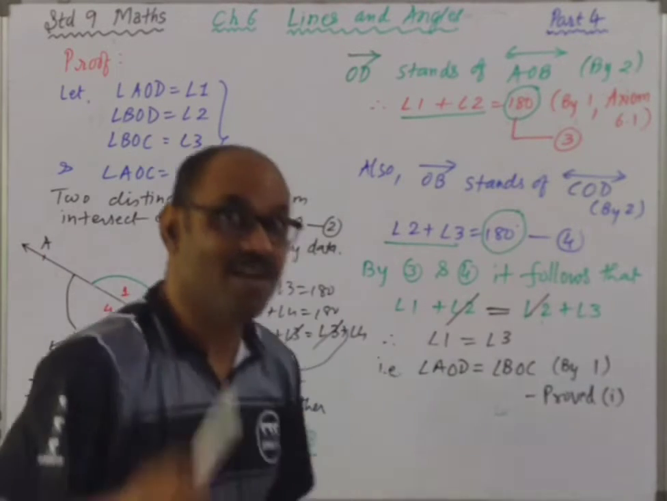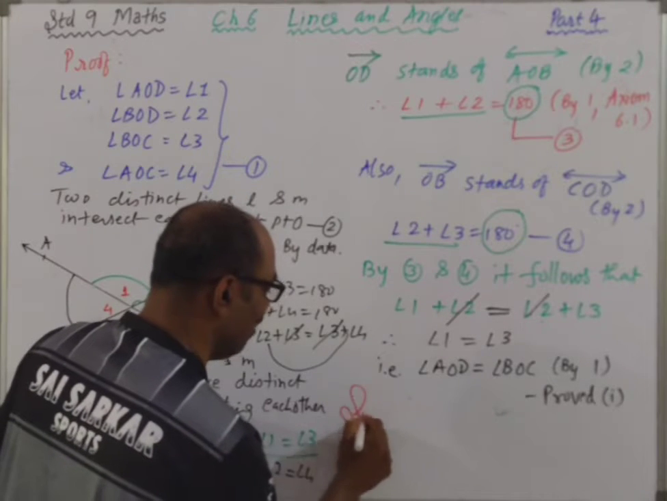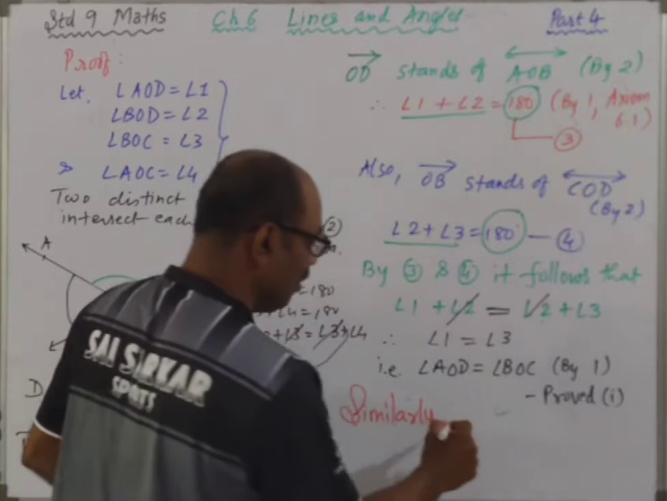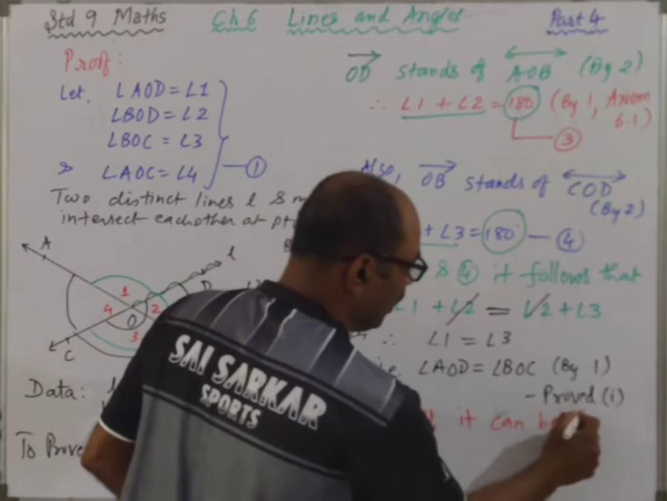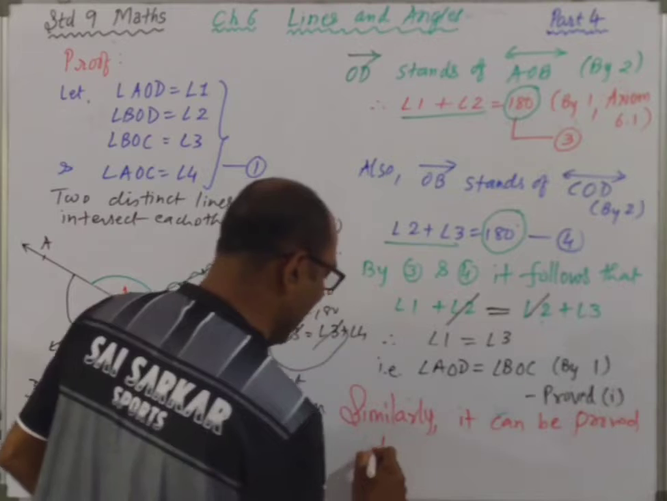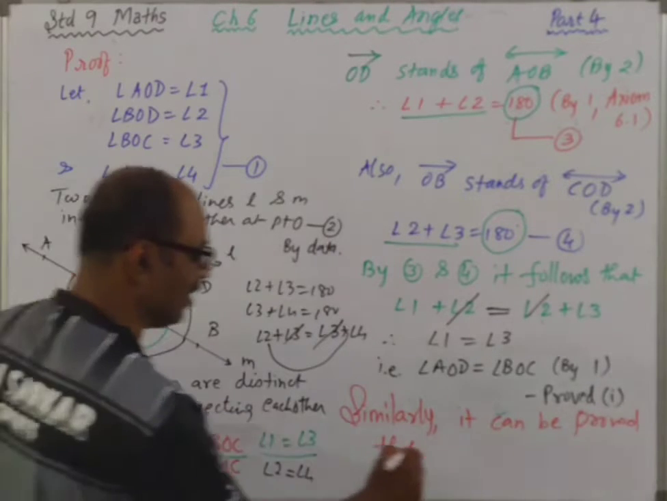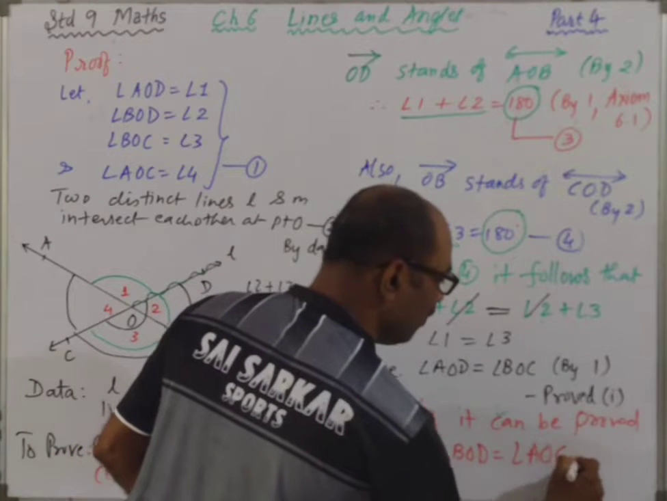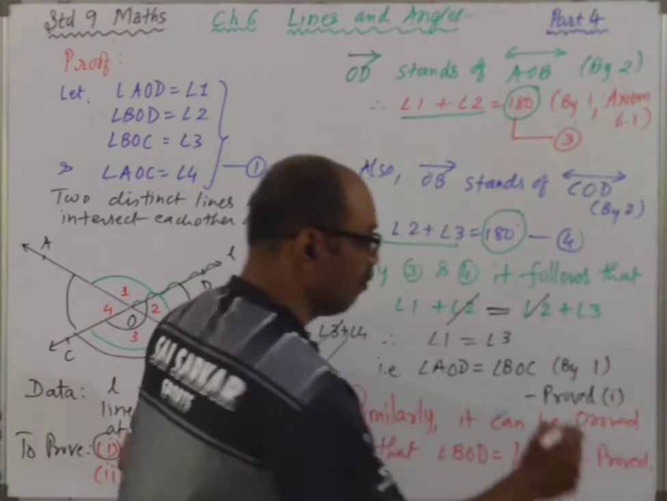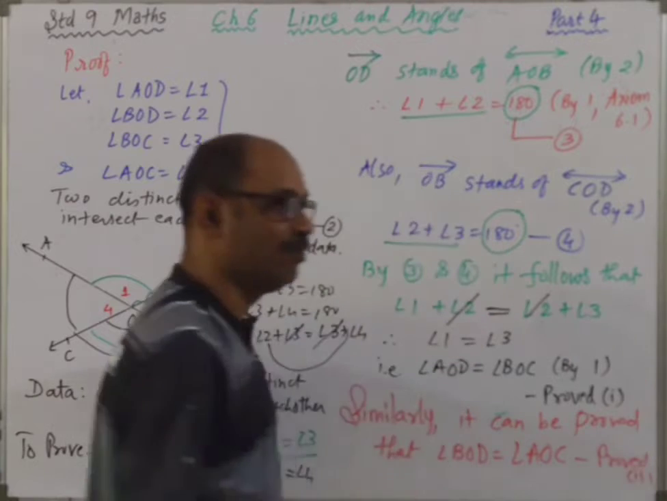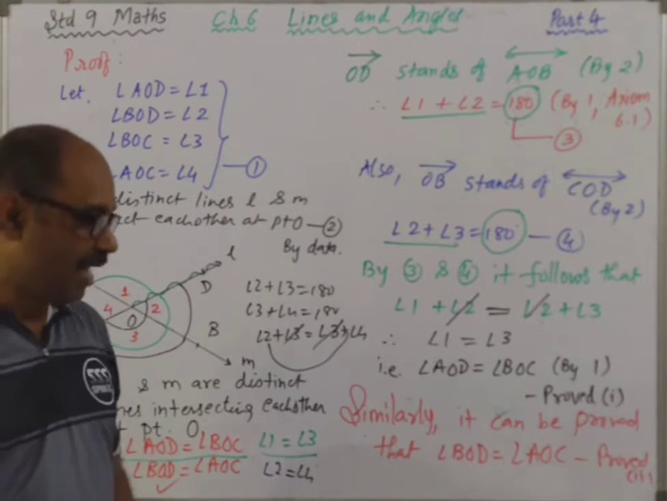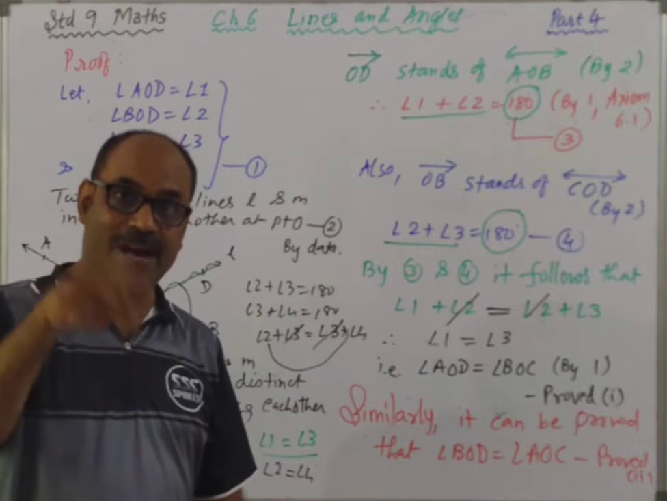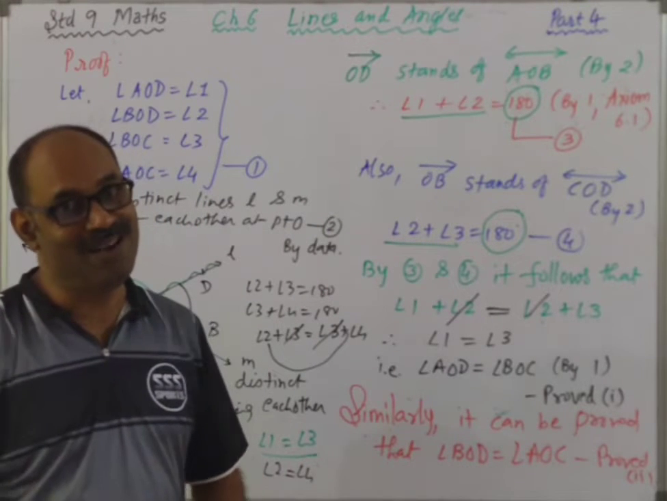You can use one beautiful word here. Similarly, the same way, it can be proved that the second one, angle BOD is equal to angle AOC. Proved 2. Correct? This is proved 2. So 1 and 2 both are proved. That means, yes, vertically opposite angles formed by two intersecting lines are always equal.